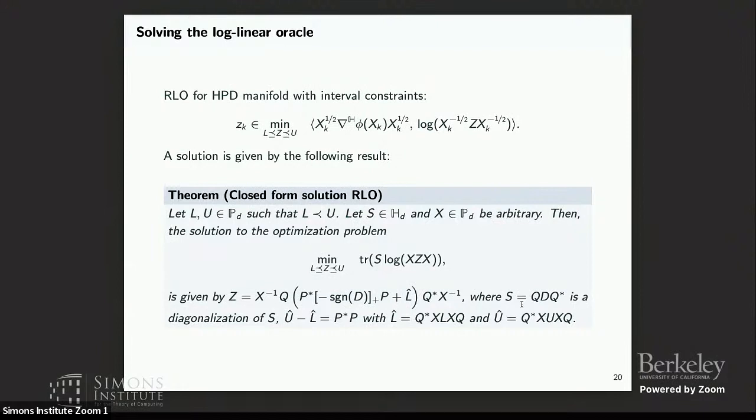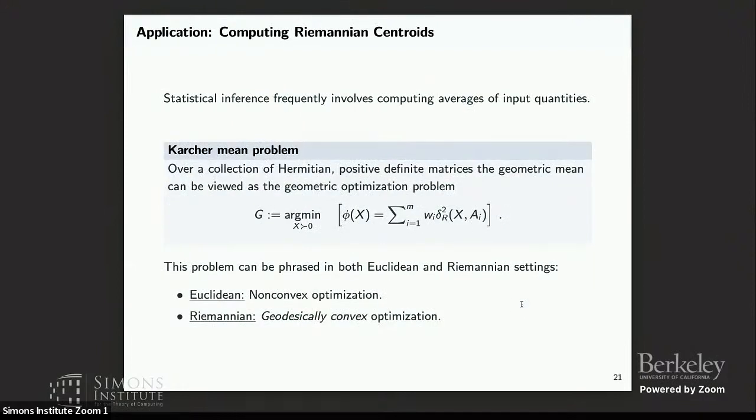And to see how this works in practice, let's look at one specific example: the problem of computing Riemannian centroids on the manifold of positive definite matrices. So the objective is as follows. We have a collection of positive definite matrices A_i, which might have weights associated, and we want to minimize this barycenter problem. Delta R here is the Riemannian metric on that manifold.